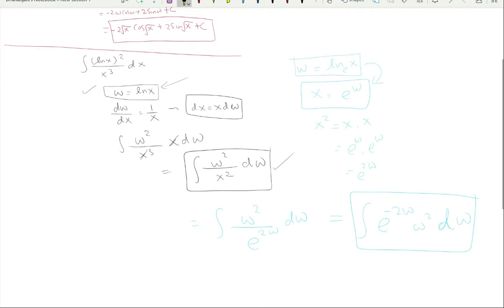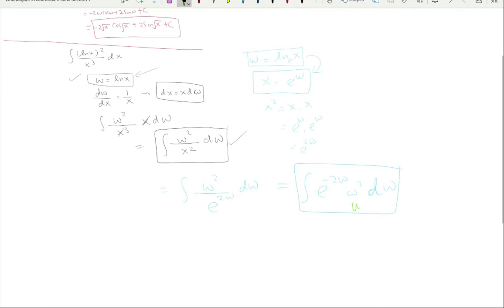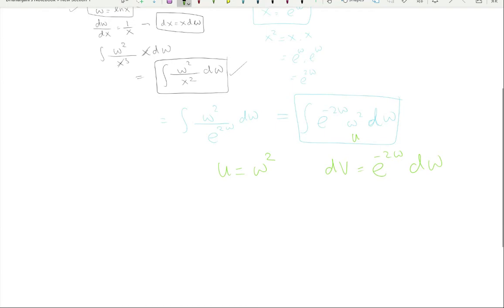Well, you can use integration by parts. So u is w square because that's the algebraic function, and dv is e to the negative 2w. That's an exponential function, so it is on the bottom of the list. So of course e to the negative 2w is dv. If you differentiate u, you get du over dw is 2w. If you integrate dv, you get e to the negative 2w over negative 2.